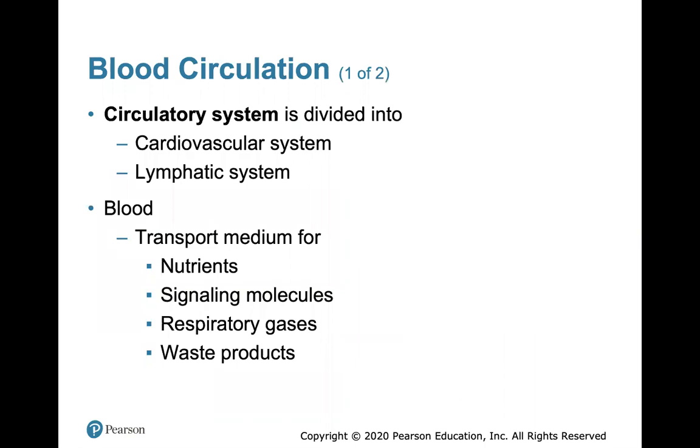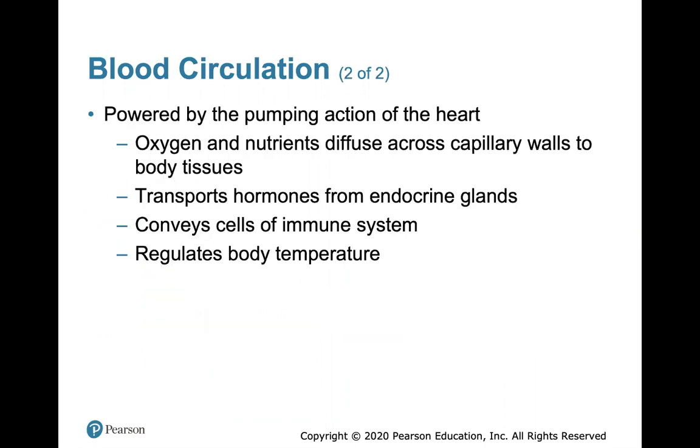We're going to be entering into the circulatory system, and we'll first talk about blood, which travels within the circulatory system. We divide your circulatory system into the cardiovascular system, which is your heart, arteries, and veins, and the lymphatic system. And blood is the transport medium for all nutrients, signaling molecules, respiratory gases like oxygen and carbon dioxide, and waste products. So your blood circulation is powered by the pumping action of the heart, which we'll talk about in the next chapter.